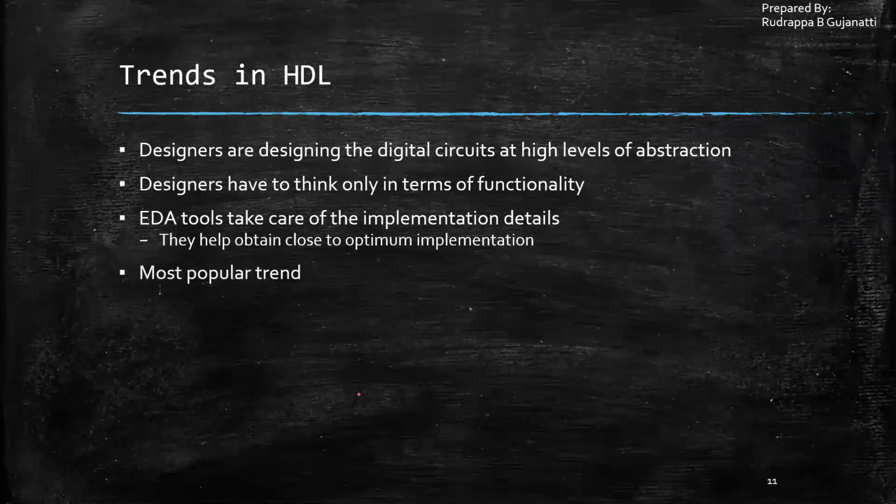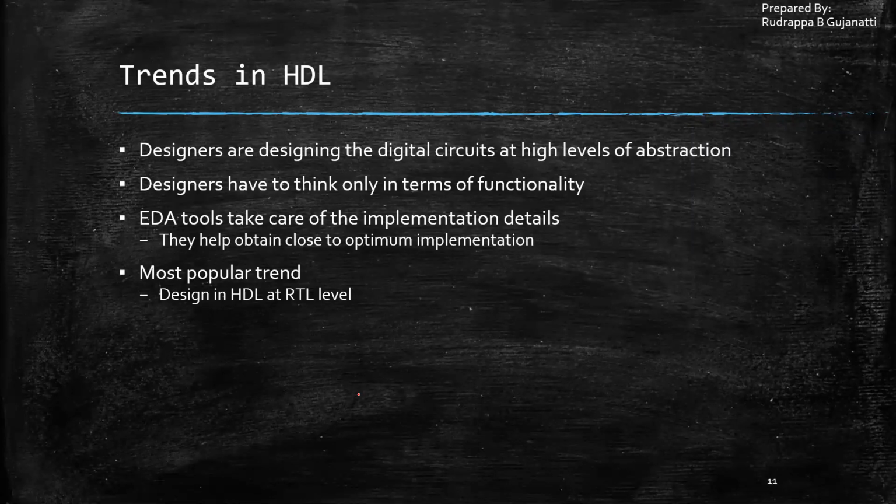Apart from these, the most popular trend we speak of is the use of HDL at the RTL level. The other tool I was speaking of, the logic synthesis tool, is basically used to obtain the gate level netlist. After that netlist, if everything is fine, you go to the next process and obtain the masks. So that is design in HDL at the RTL level. You are designing a digital circuit using the HDL, but you are able to do it at the RTL level.